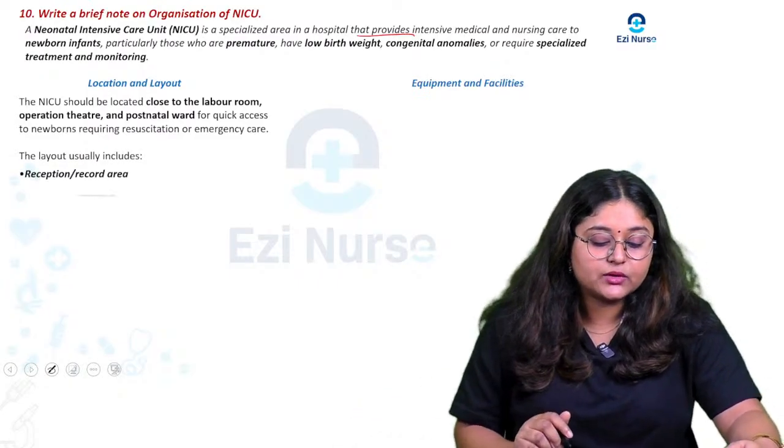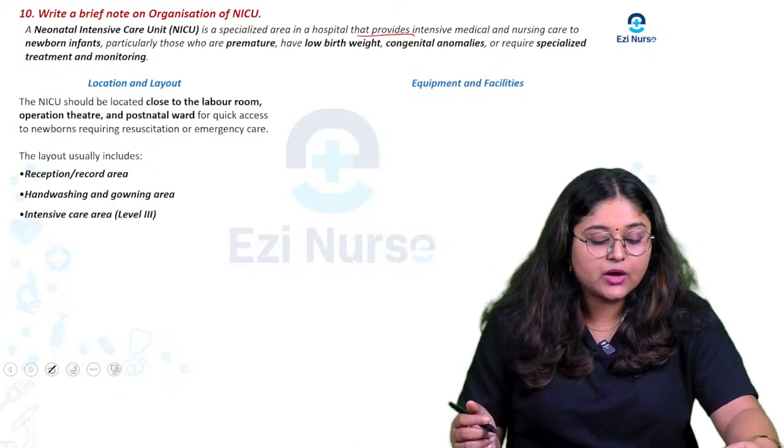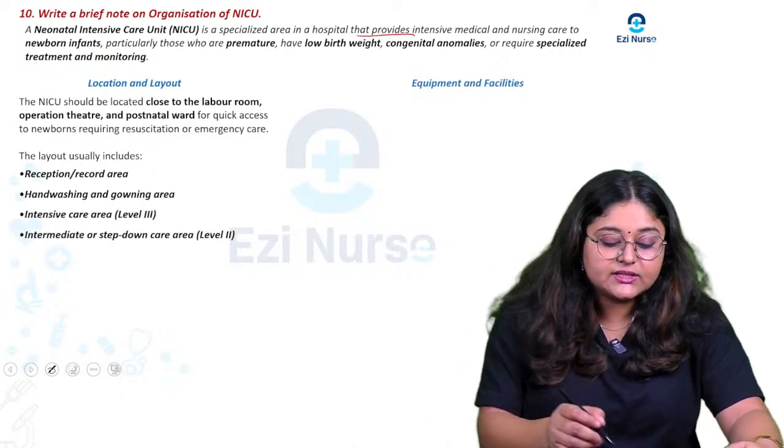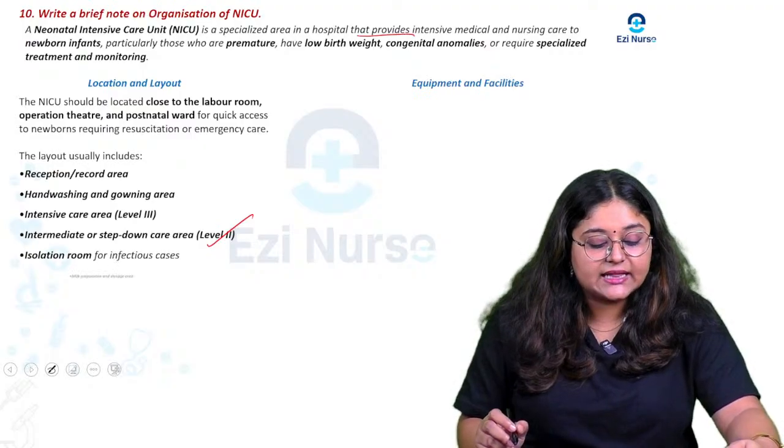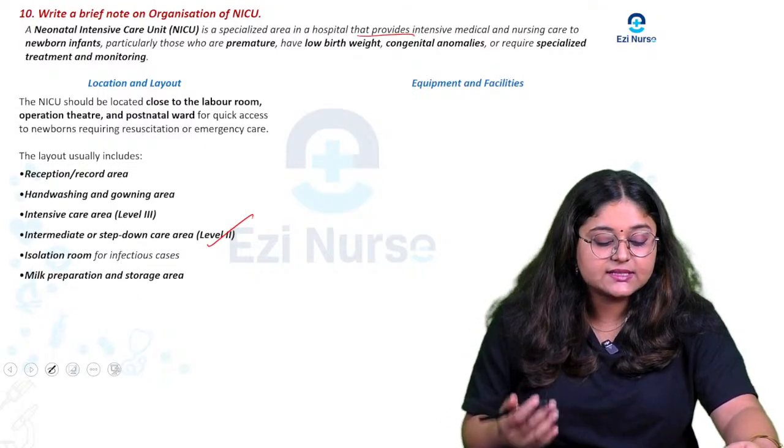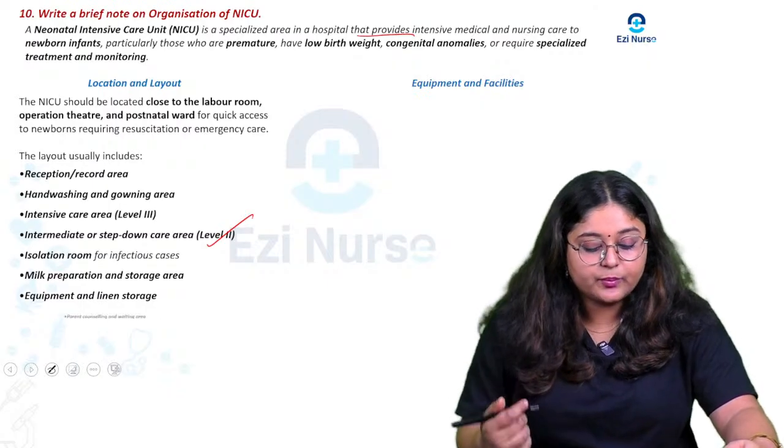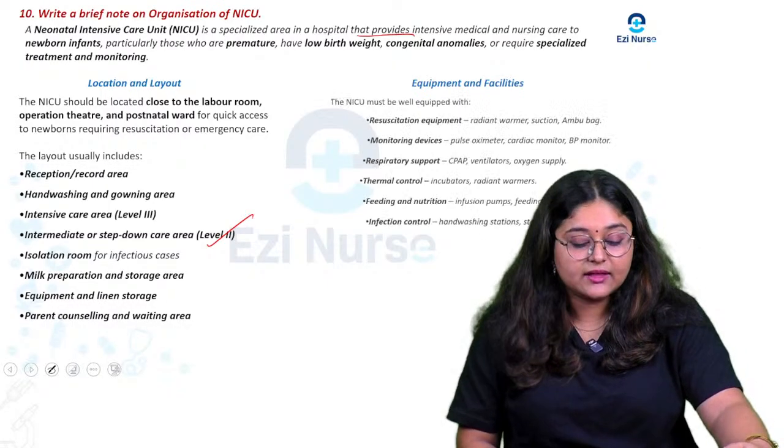The layout should include a reception, record area, hand washing, rounding area, intensive care area, then an intermediate or step down care area, and then an isolation room for infectious cases, milk preparation and storage area, equipment and linen storage, prenatal counseling, and then a waiting area.